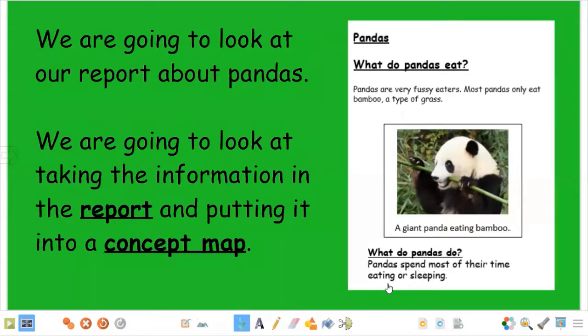But we're not going to be looking at those at the moment, because what we're going to do is look at how a writer uses a concept map to help them write a report. Okay, now you'll say, well, actually, Mr. Mabbutt, I can see that they've finished the report. So what we're going to do is work backwards. Instead of using a concept map to make a report, we're going to use a report to make a concept map. We're going to do the inverse today.